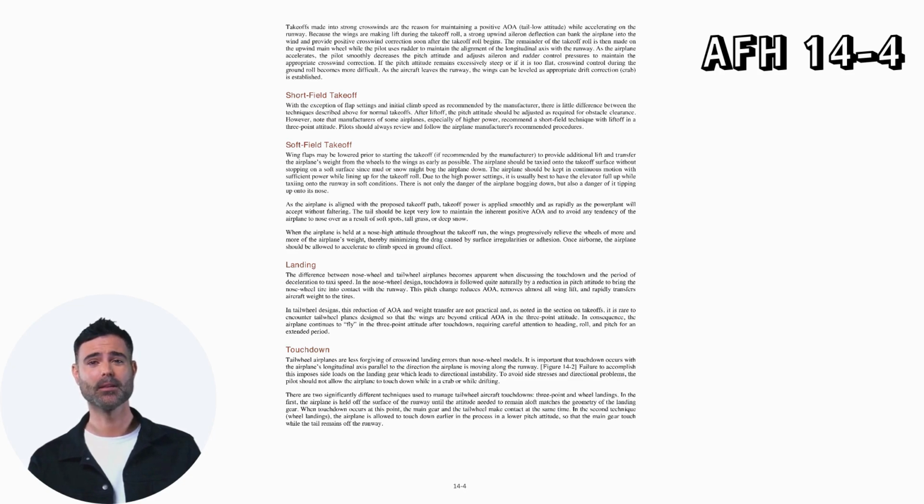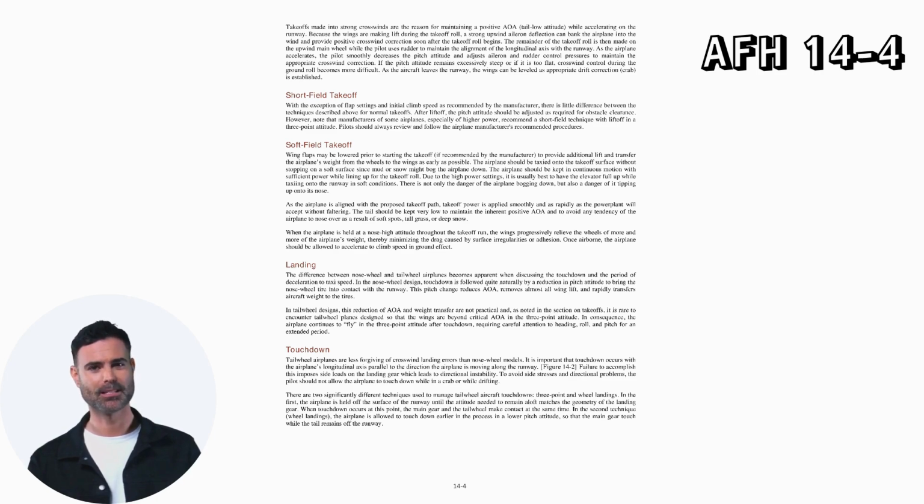As the airplane is aligned with the proposed takeoff path, takeoff power is applied smoothly and as rapidly as the power plant will accept without faltering. The tail should be kept very low to maintain the inherent positive AOA and to avoid any tendency of the airplane to nose over as a result of soft spots, tall grass, or deep snow.